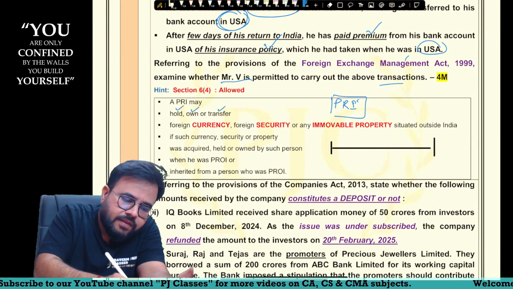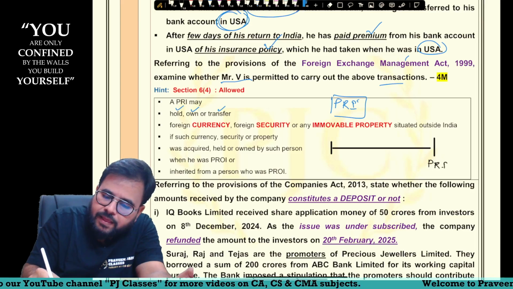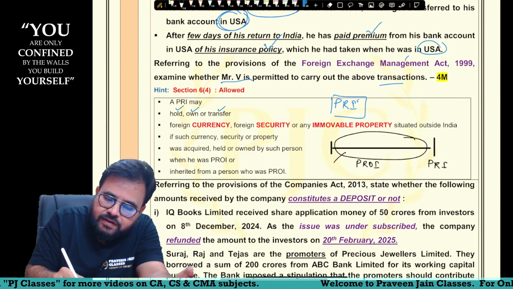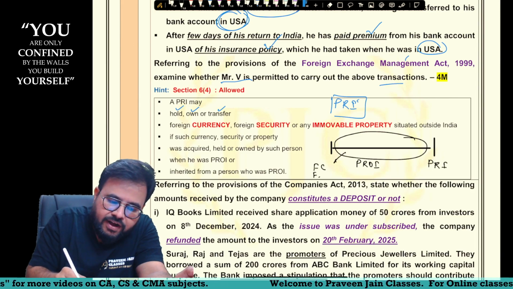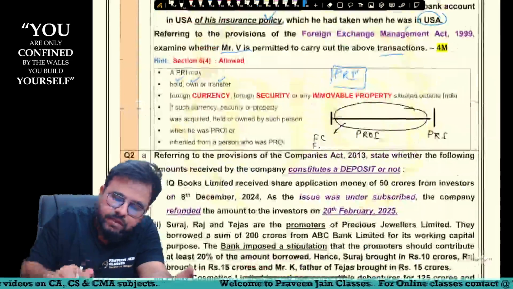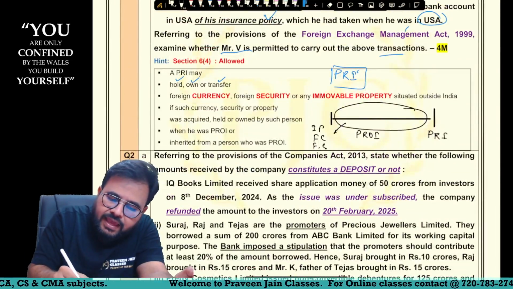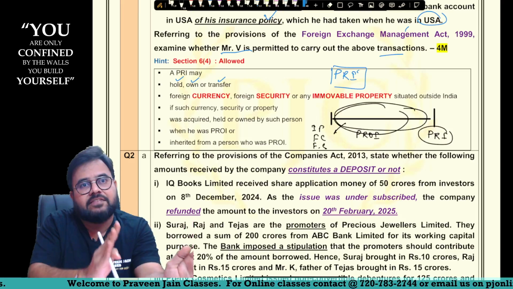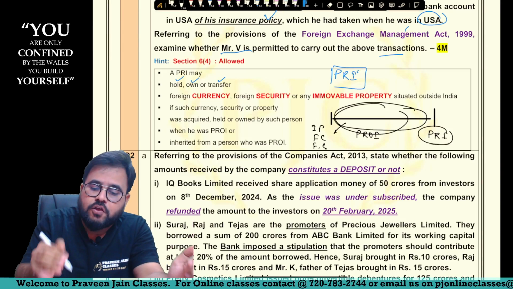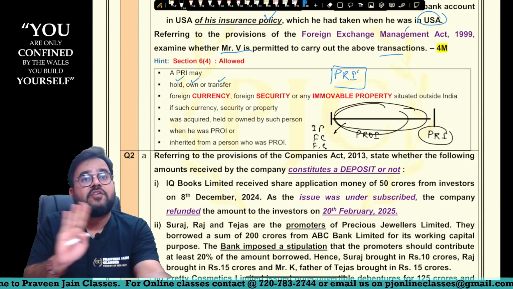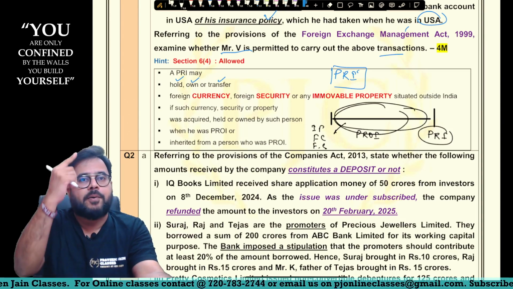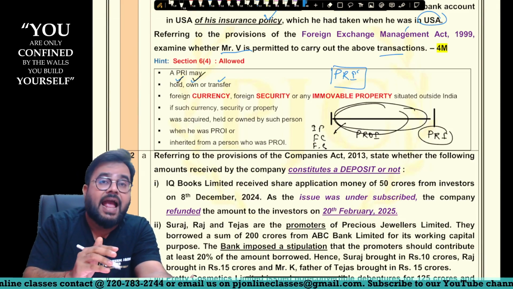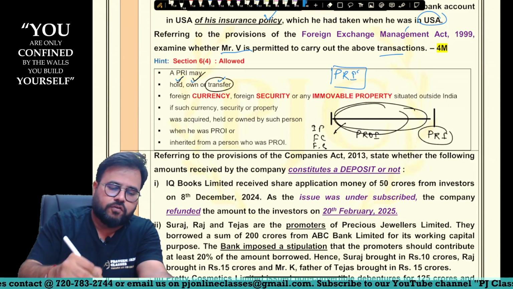Logic is simple. Sir, today he is a PRI, but during this period he was PROI. Now, during this period, sir, whatever foreign currency, foreign security, immovable property he has acquired, can he continue to hold them in that currency, in that format only? Answer is yes. So, even though he is a PRI today, we are not forcing him to sell the immovable property outside India. He can hold it. He can hold it, he can own it, and if he wants, he can transfer it also, sir.